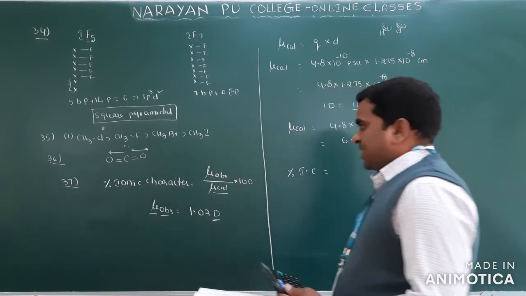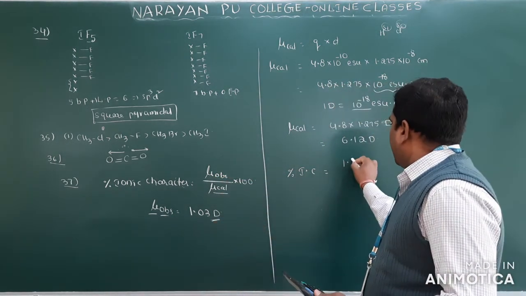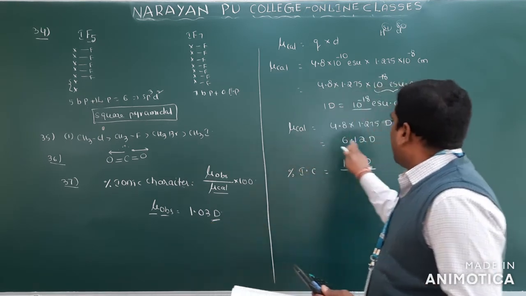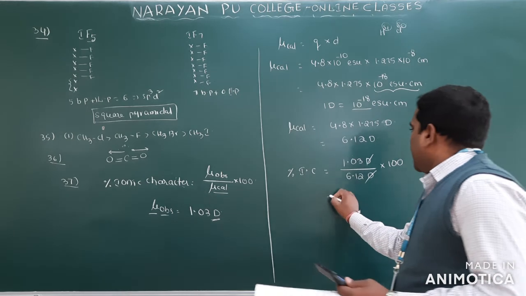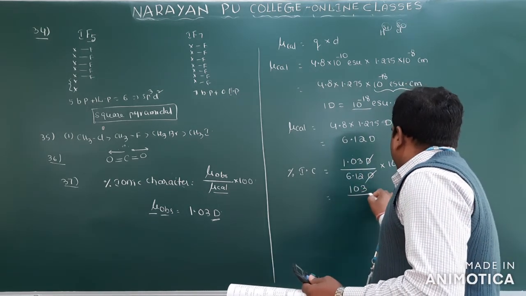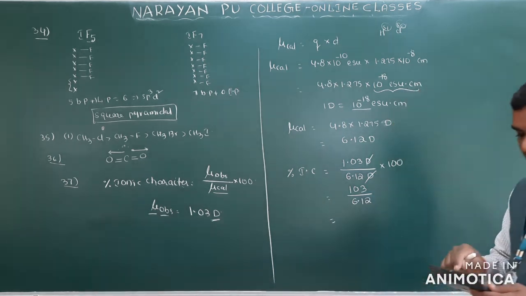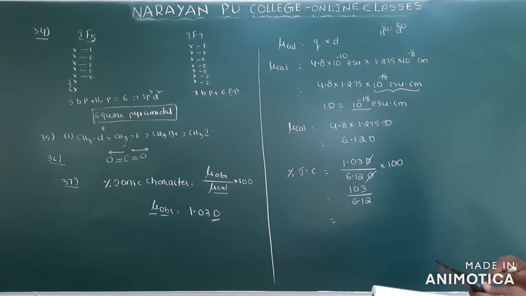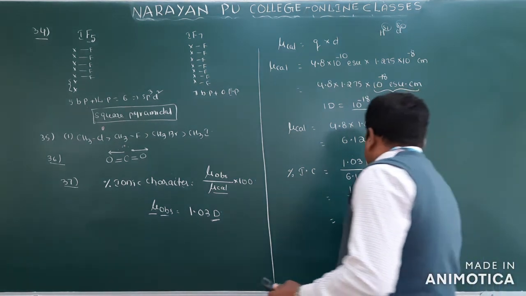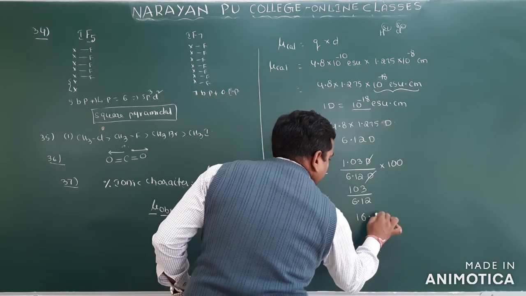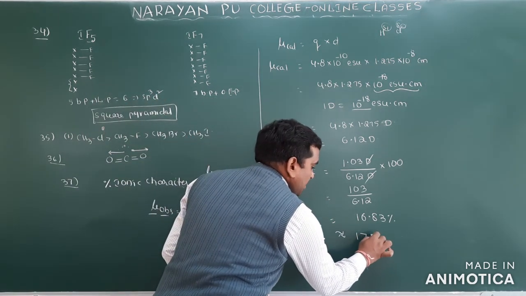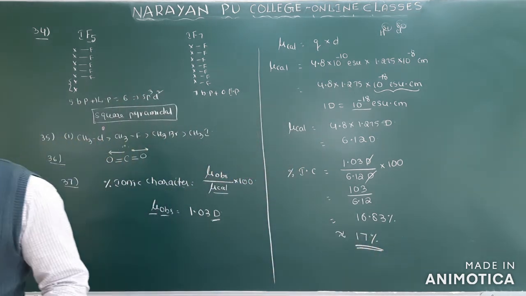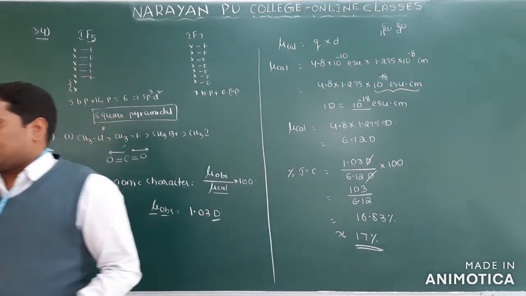Percentage of ionic character. What is the formula? Mu observed, which is given as 1.03, divided by mu calculated. We got 6.12, multiplied by 100. The decimal gets cancelled, so you will get 103 divided by 6.12 percent. If you calculate that, you get 16.83%. Approximately you can take 17%. That is your answer. Option 3 is the correct one.